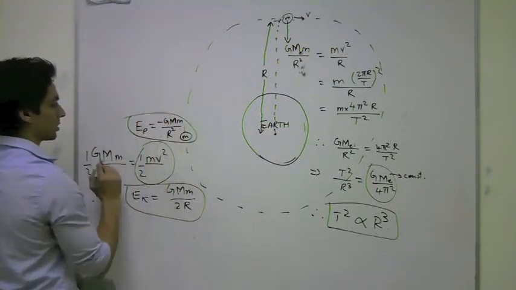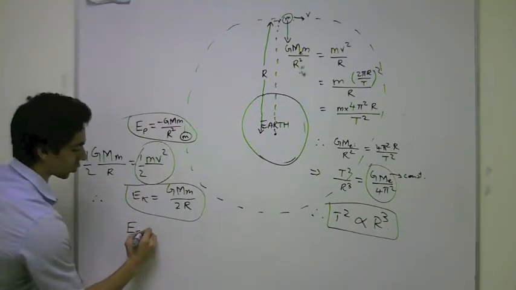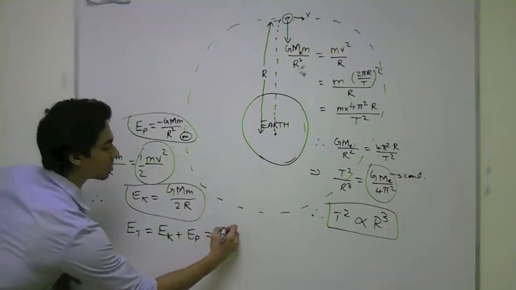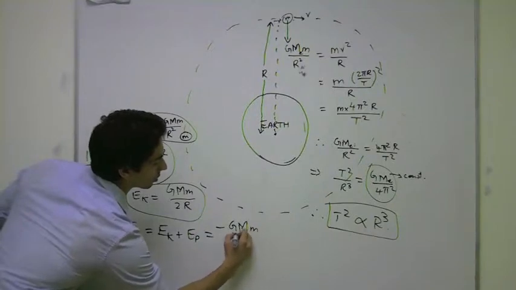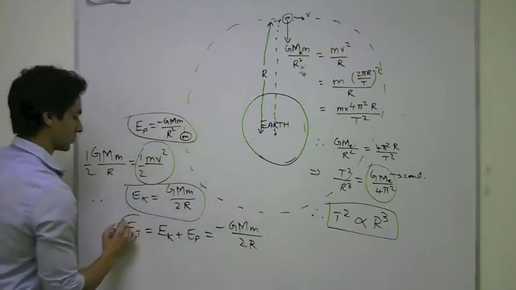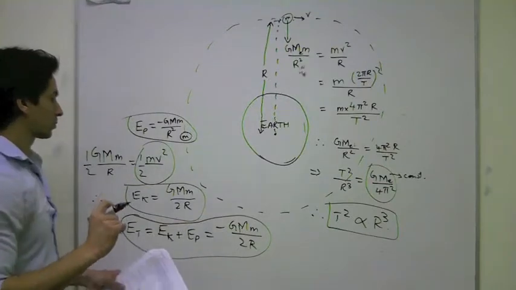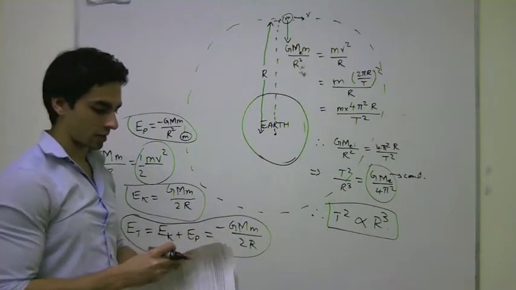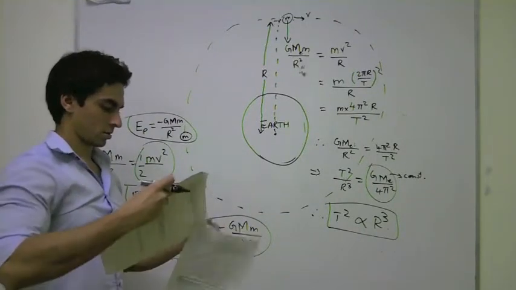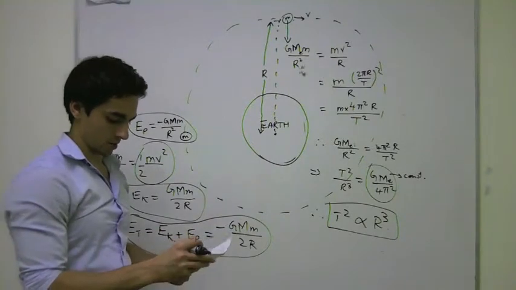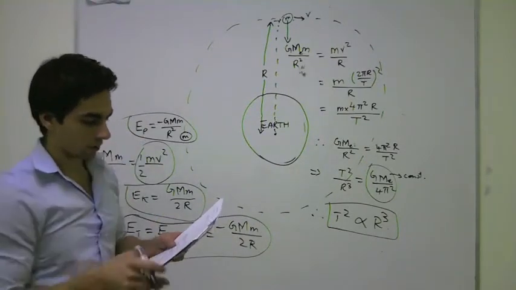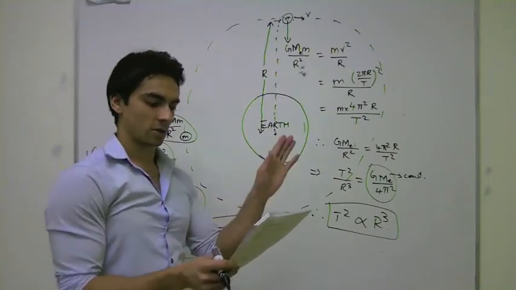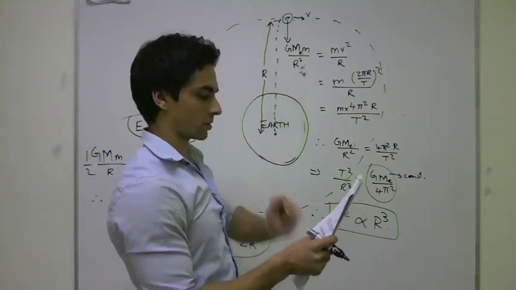This is the potential energy. And if I add both of them up, I should get the total energy of the satellite. That will be minus GMm over 2r. So those are the expressions for the total energy, kinetic energy and potential energy. On page 22 you can see a graph of how the total energy, potential energy and kinetic energy vary with the distance from the planet's surface.